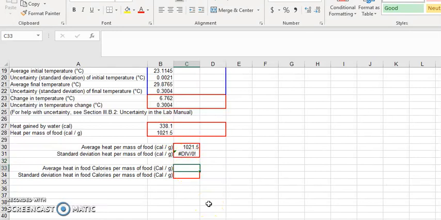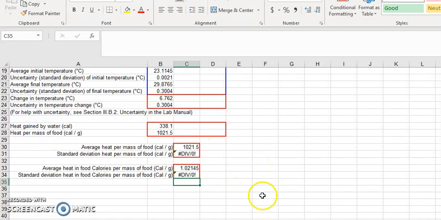And then finally, we're converting it to food calories. So you're just going to take the value that you got up here and divide it by 1,000, because a food calorie is 1,000 times a calorie that we measured in lab. And so that's your spreadsheet.